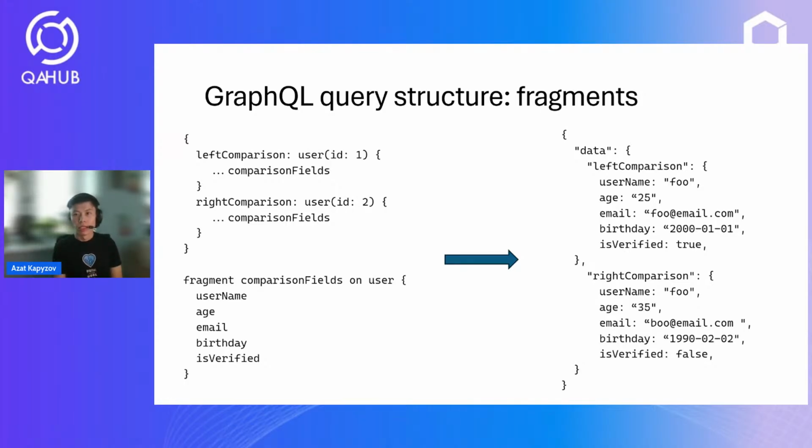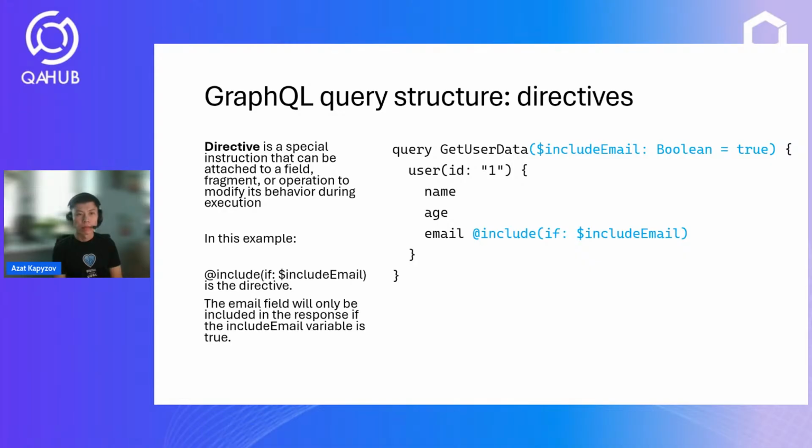Okay, so the next thing is directives. A directive is a special instruction that can be attached to a field, fragment, or operation to modify its behavior during execution. In this example, we used the include directive, and the email field will only be included in the response if the include email variable is true. Here we specified our variable include email, and here is our directive include if include email.